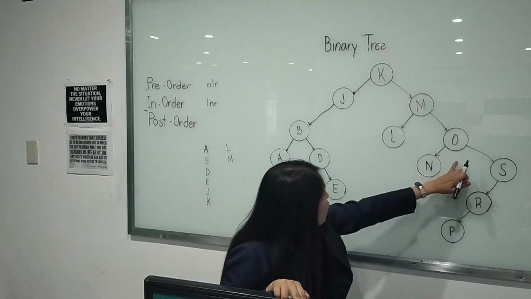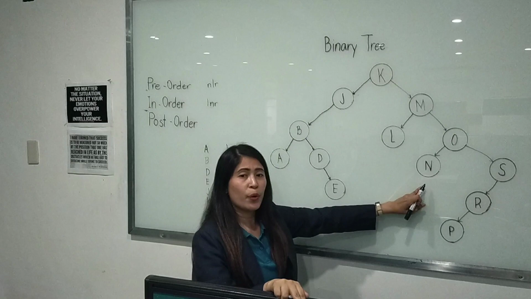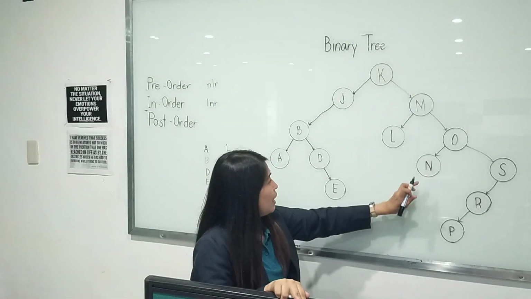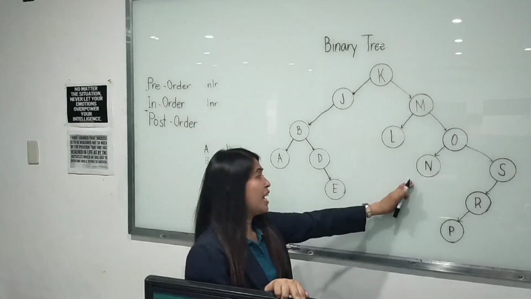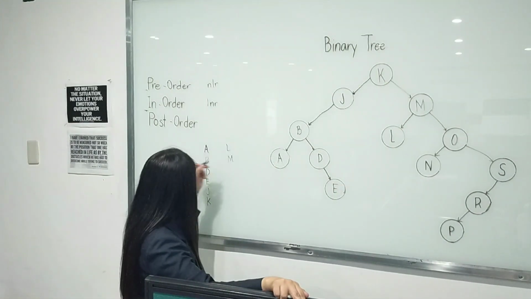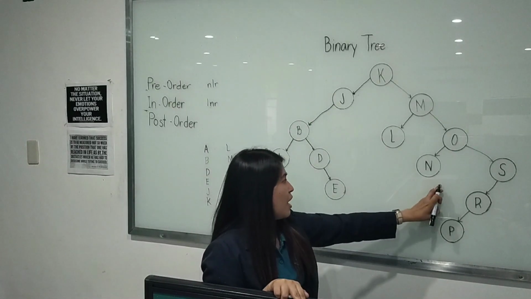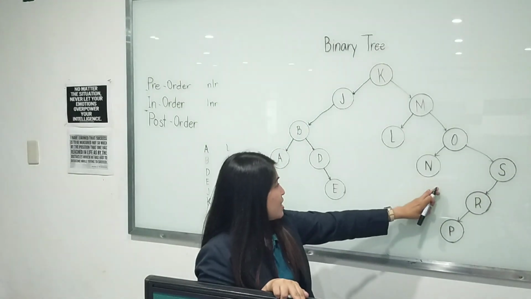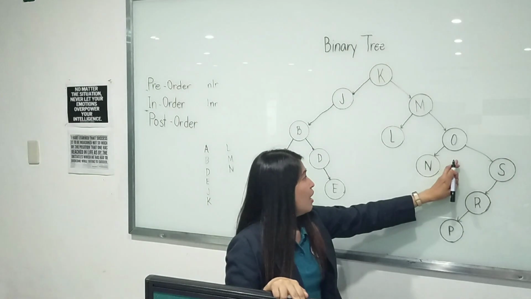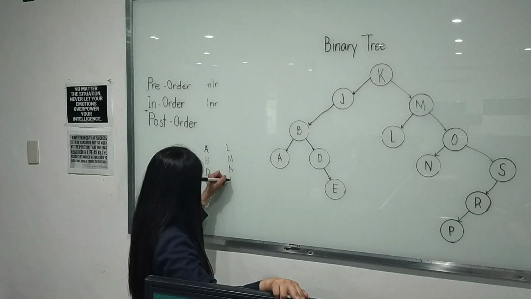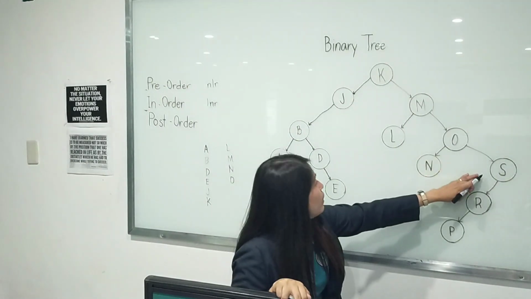Then after visiting O, we will visit the left subtree of the O, then we will go down to N, and then we will visit this time the left subtree of the N, and then we hit the base case again, so we will print the N. Then after that, we will visit the right subtree of the N, and then since there's nothing here again, we will go back to O, and then we will print the O. Then after that, we will visit the right subtree of the O.